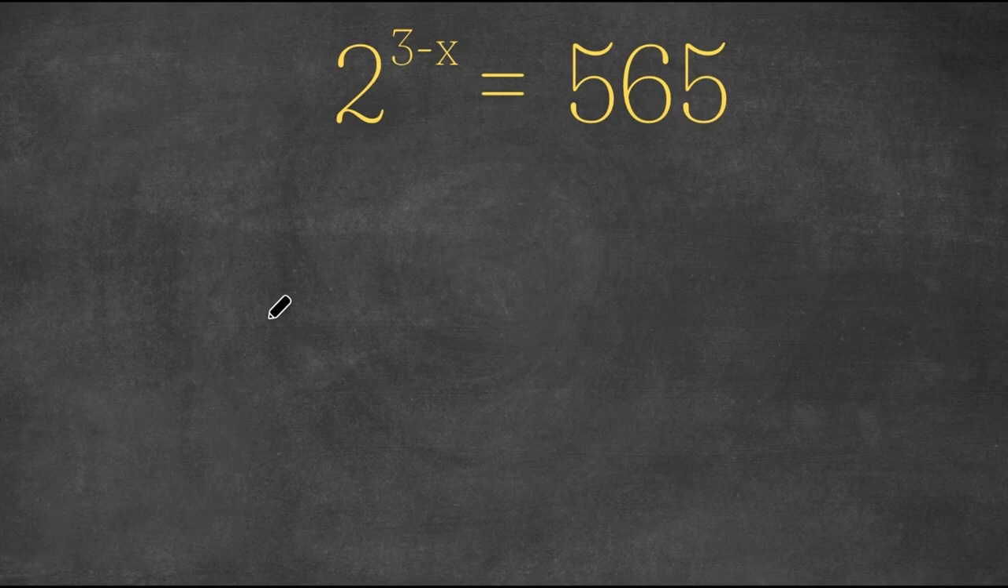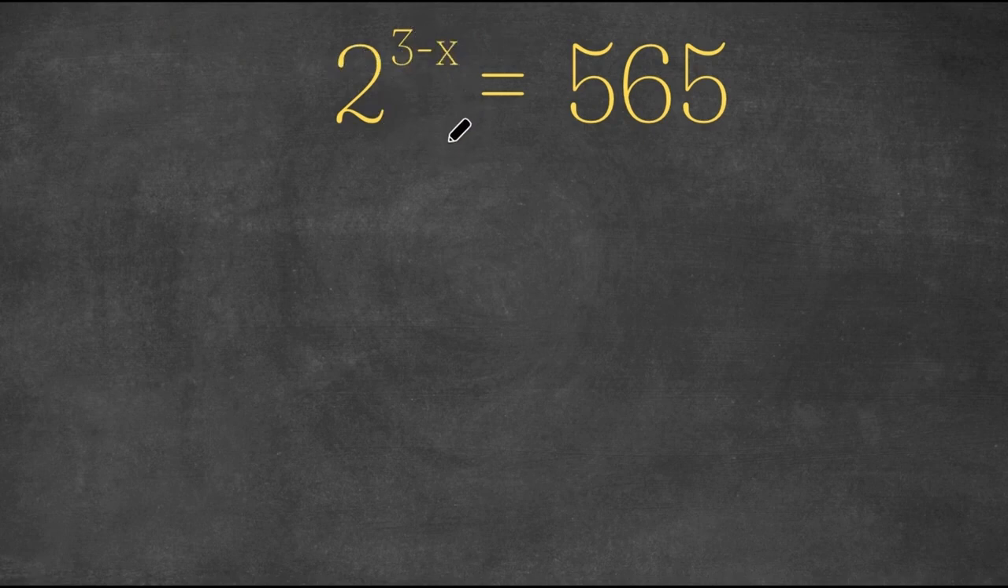Guys, welcome back to Quick Academics. In today's video, I'm going to be teaching you guys how to solve this exponential equation. So we have 2^(3 - x) = 565. And what I want to do is get rid of this base and keep the exponent.